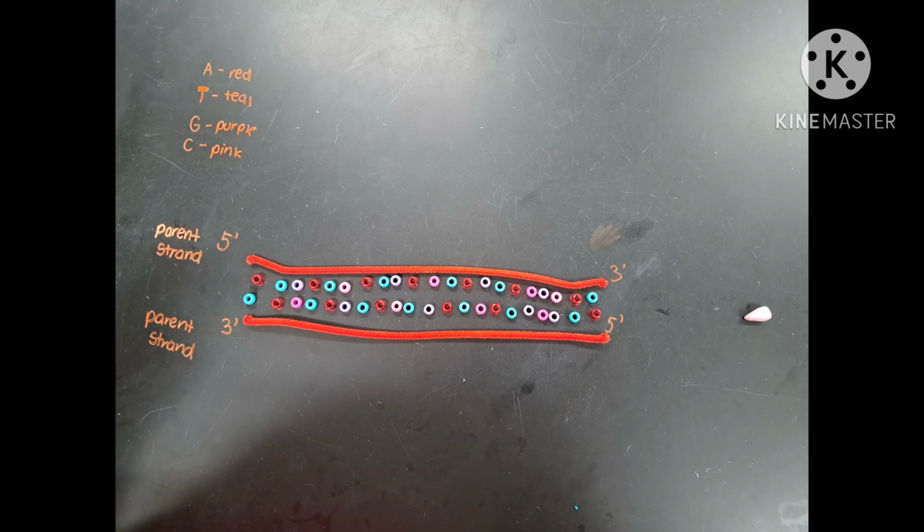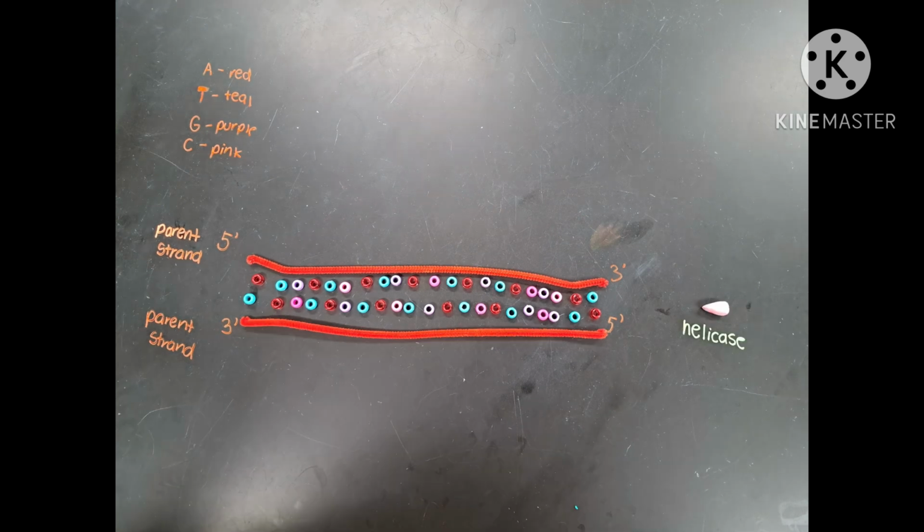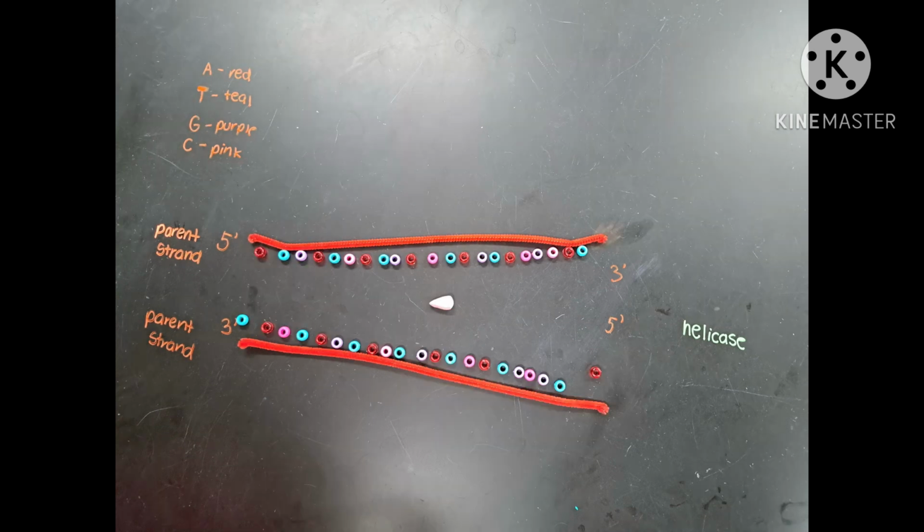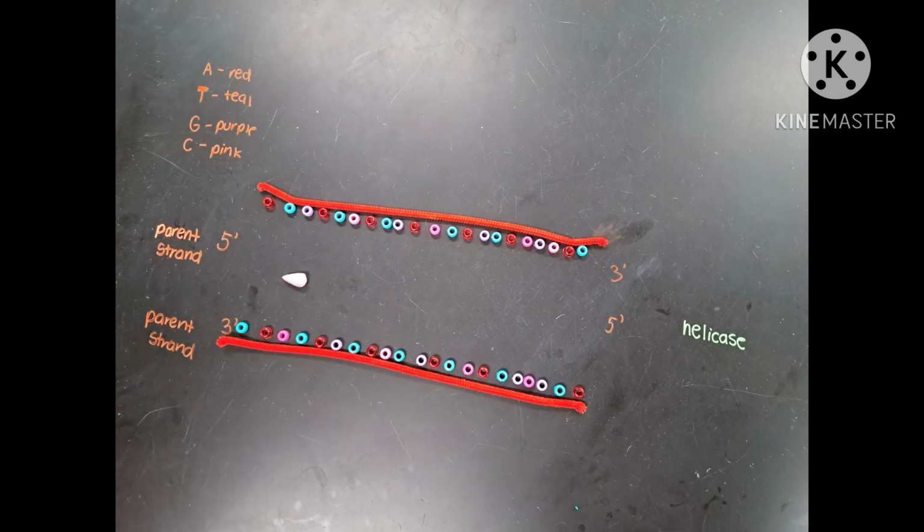This triggers the start of DNA replication, where the initial parent strands of DNA run antiparallel to each other. Helicase then opens up the strands to begin replication.